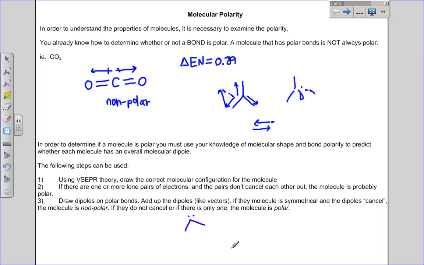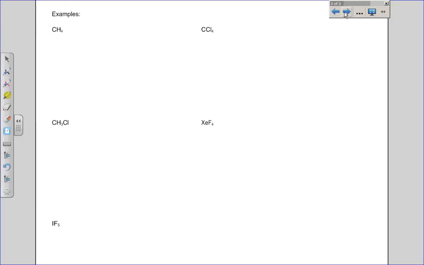It is possible to have a situation where the lone pairs actually cancel one another out, and we'll see an example in a few moments. If there's no lone pair, and the lone pairs don't help you to make a decision, then you're going to do what we did above, and you're going to draw appropriate dipoles on the polar bonds and decide whether or not the dipoles cancel. The best thing to do is for us to look at some examples.